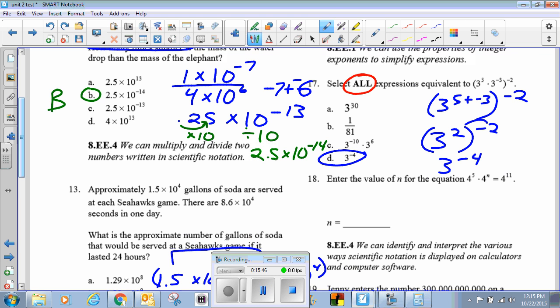Okay? What is 3 to the negative 4th equal to? 1 over 3 to the 4th, which is 1 over 81. What is negative 10 plus 6 here? B, C, and D are all right. That was a three part. That was worth 3 points. Okay.